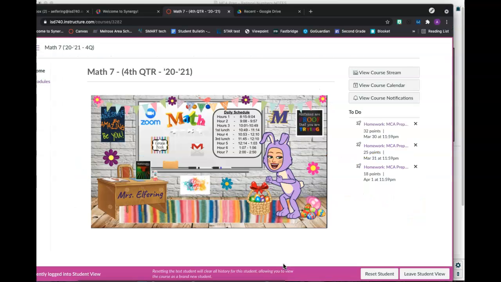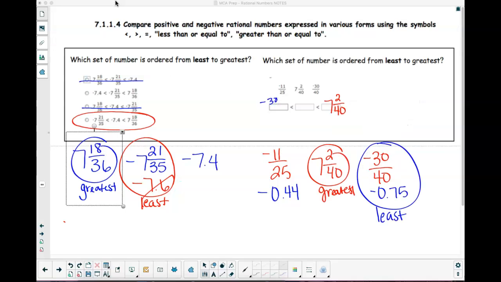Why does this keep happening? Negative 30 over 40, and then negative 11 25ths. Questions there?